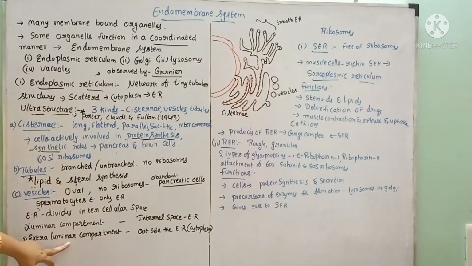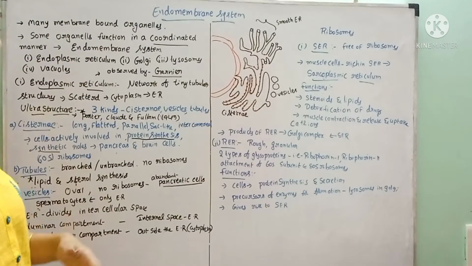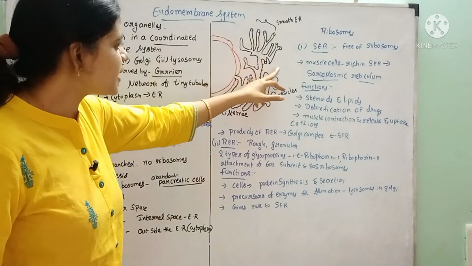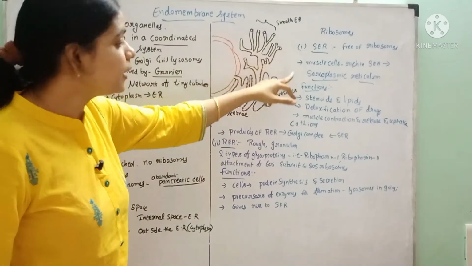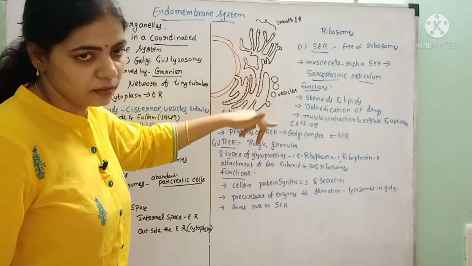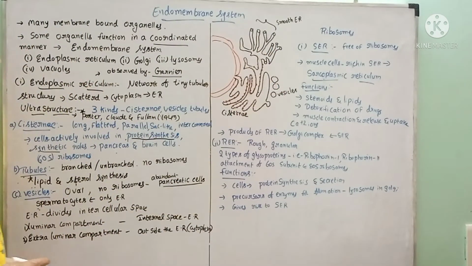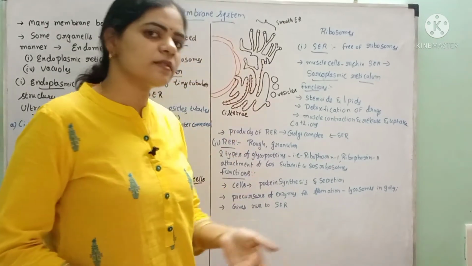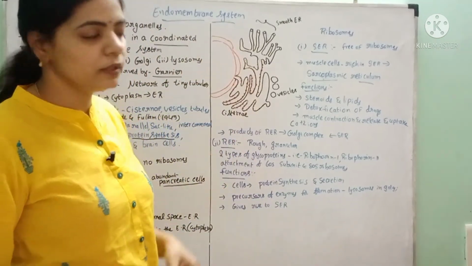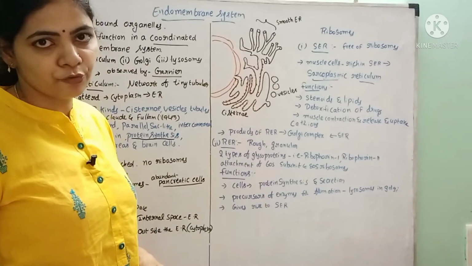What is the extraluminar compartment? Extra means outside. Outside the endoplasmic reticulum, the cytoplasm is present, right? The space within the cytoplasm is called the extraluminar compartment. And depending on the presence or absence of ribosomes, endoplasmic reticulums are of two types.